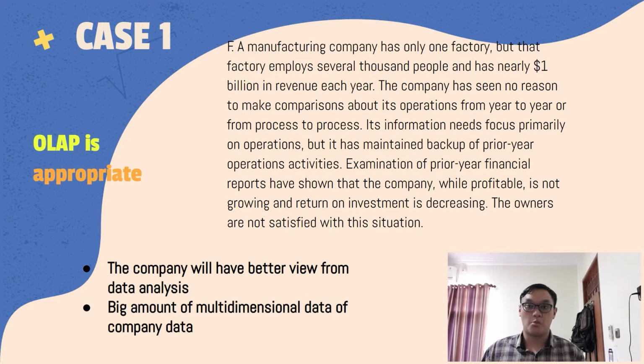Last but not least, point F. A manufacturing company has only one factory, but that factory employs several thousand people and has nearly $1 billion in revenue each year. The company has seen no reason to make a comparison between its operation from year to year or from prior operation to operation. Examination of prior year financial reports has shown that the company, while profitable, is not growing and return on investment is decreasing. The owners are not satisfied with the situation.